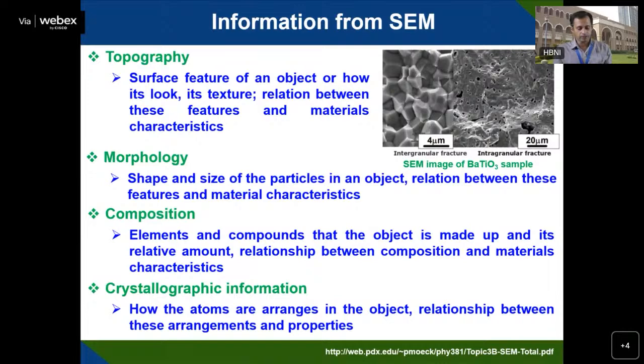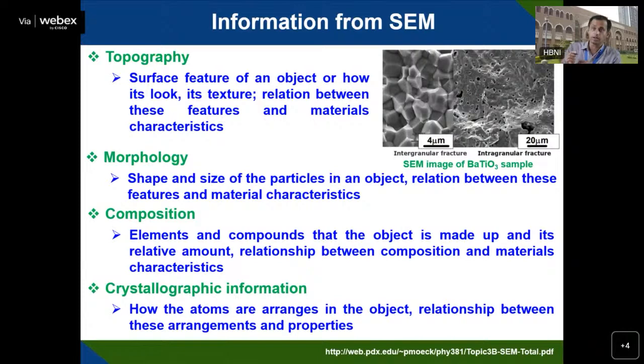You can also see the morphology, that is the shape and size of the particles of an object in relation to these features, like whether the particle is spherical, elongated or cylindrical. You can see these two SEM images. The first one is an intragranular structure, showing how different types of grains look. In this type of image, you can see the surface morphology and the intragranular structure inside. If you go further inside, you can see another image showing how the pores are in the intragranular structure.